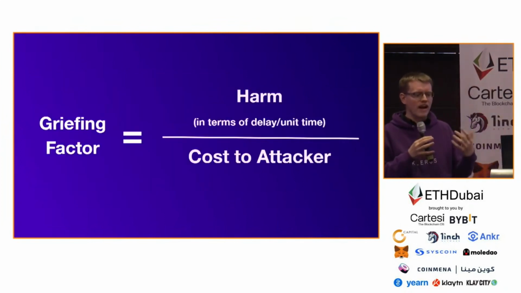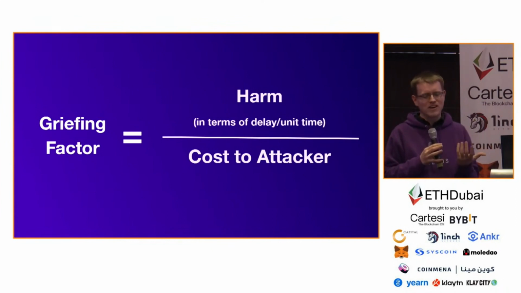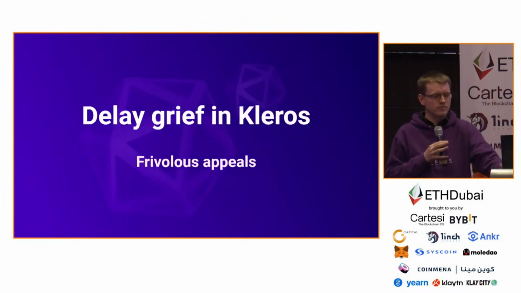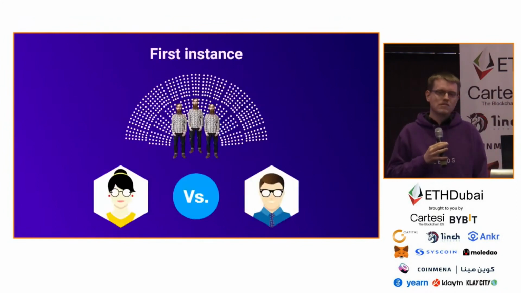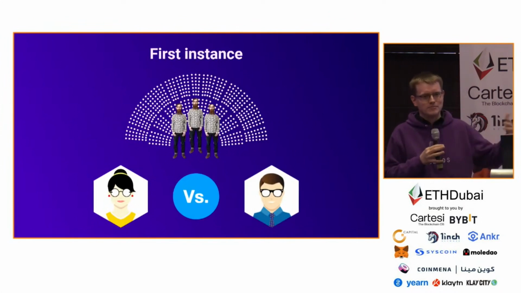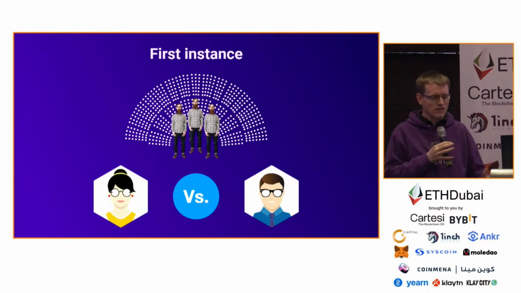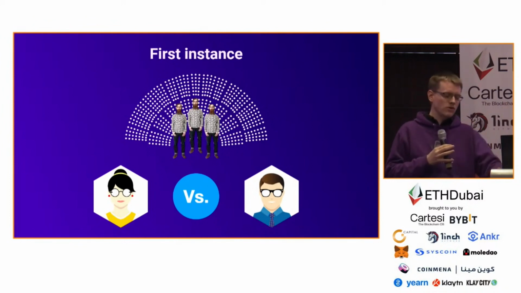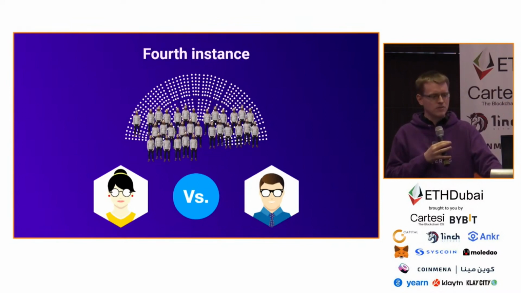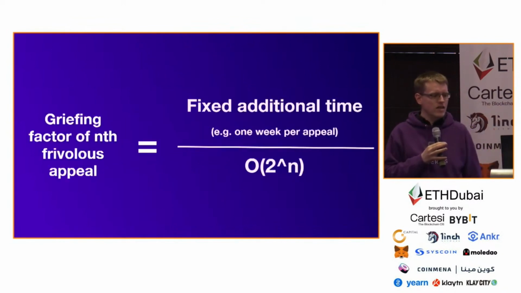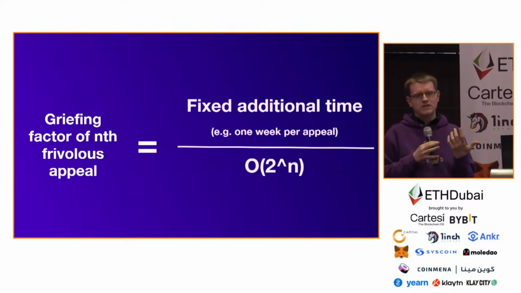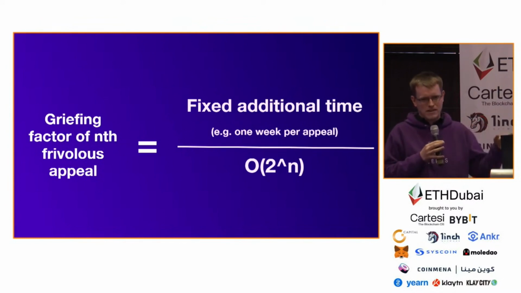Another situation that we frequently have to think about is delay griefs, where the harm is done in terms of time. So now it's harm in terms of time divided by cost, which might still be monetary. As an example, in Kleros, again, a dispute resolution platform, we have a notion of appeals. Sometimes you can appeal frivolously, similarly to frivolous litigation in the real world. Maybe your case starts with 3 jurors, you appeal, and next time there might be 7, 15, 31, doubling plus 1 every time, so the number of jurors roughly doubles. Each time you appeal, you increase the amount of time it takes to resolve the case by roughly a fixed period. It depends a little on the case. Maybe it's a week, maybe it's 3 days.